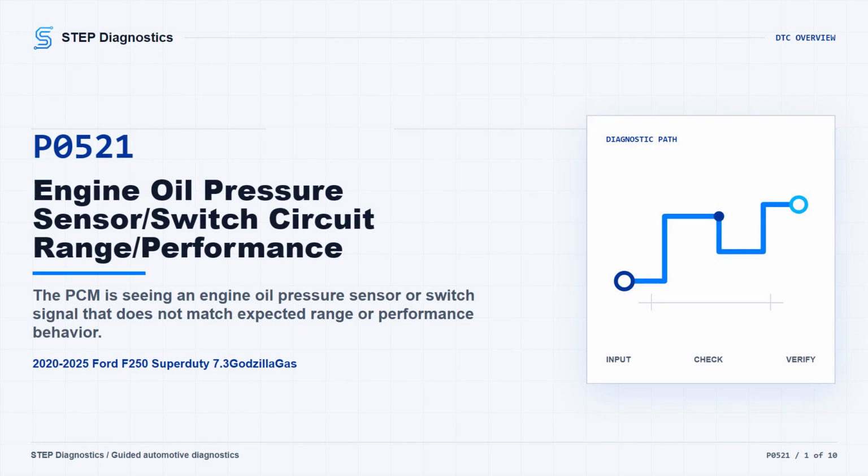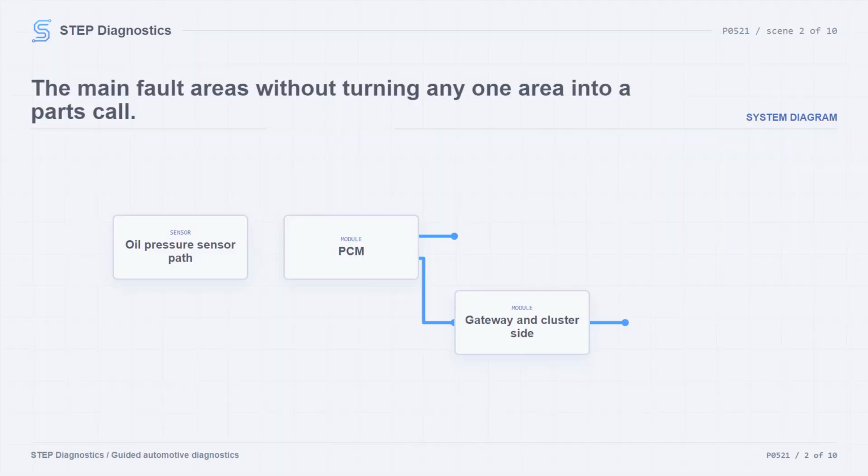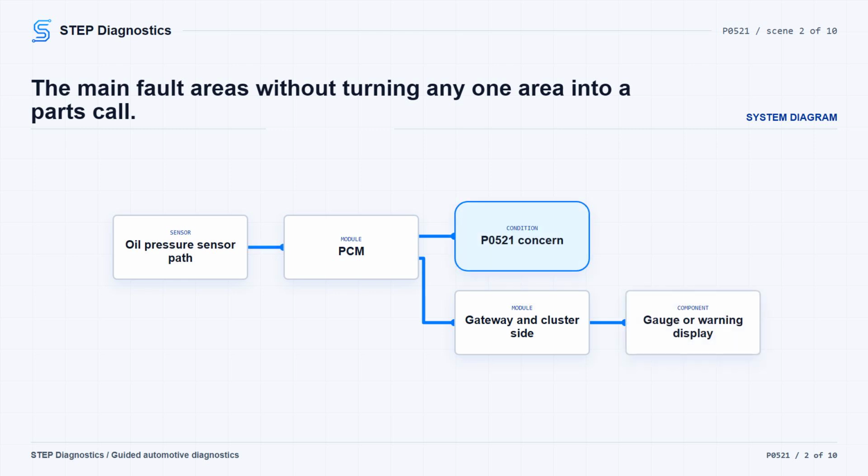On this 2020 to 2025 F250 with the 7.3 gas engine, P0521 points to an engine oil pressure sensor or switch circuit range and performance concern. In plain terms, the PCM may be seeing an oil pressure signal that does not behave the way it expects. The driver may notice an oil pressure warning or an oil pressure gauge concern, and the broad fault areas can include the oil pressure sensor signal path, communication between modules, the PCM, the gateway, or the cluster.